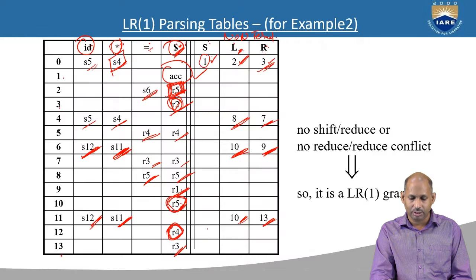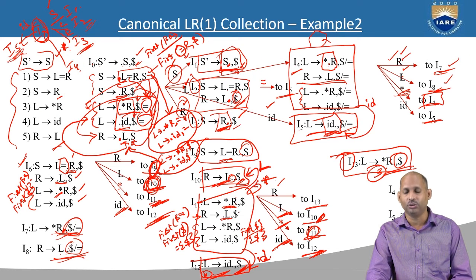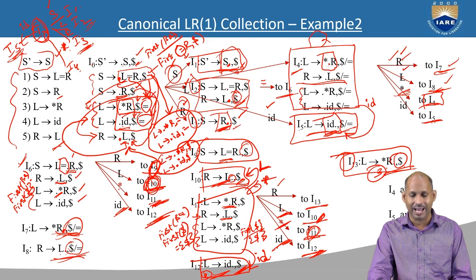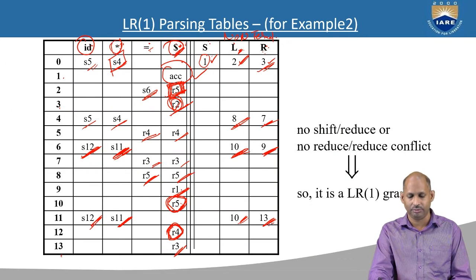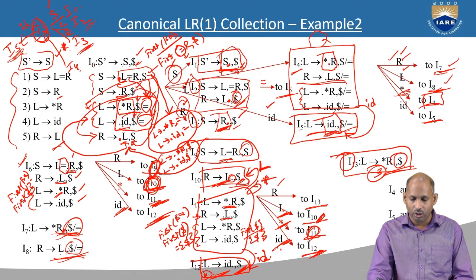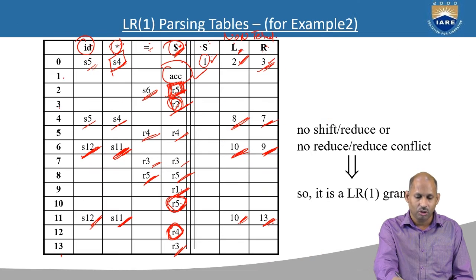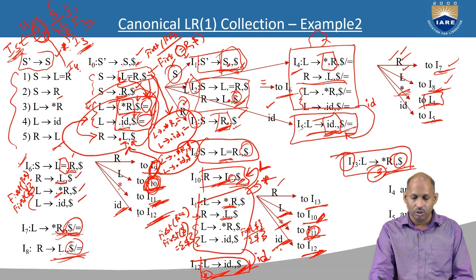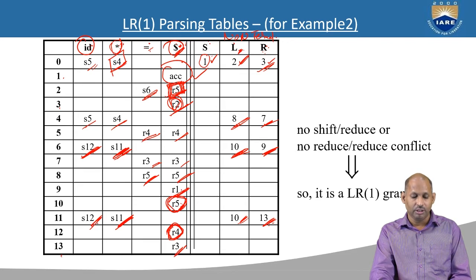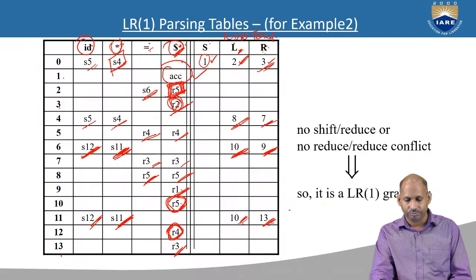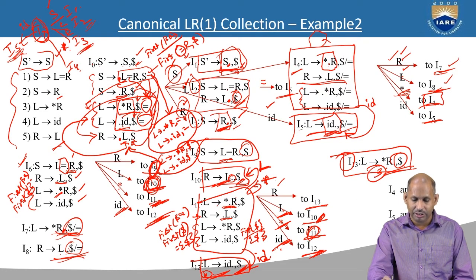Then I11. I11 has go-to operations on variables R, L, multiplication, ID. On R it is I13. On L it is I10. On multiplication it is I11. On ID it is I12. So S12, S11, S10, and the go-to 13. Now I11 is over.